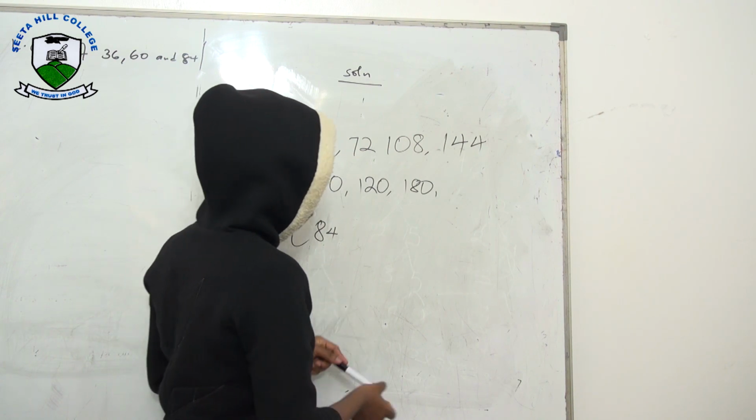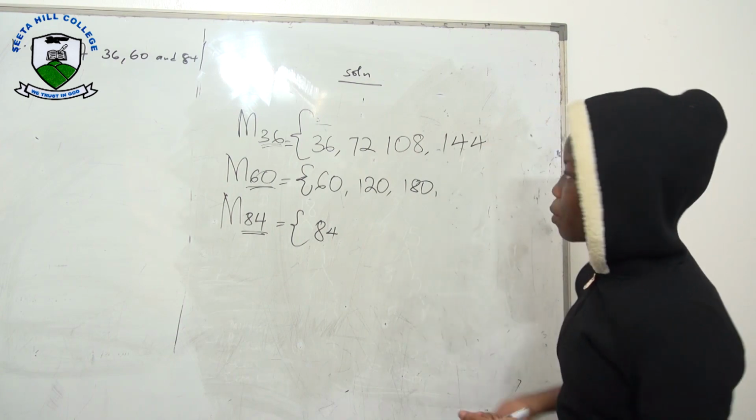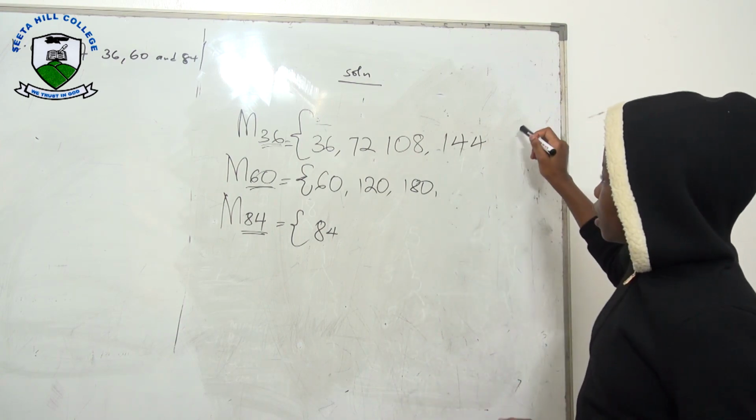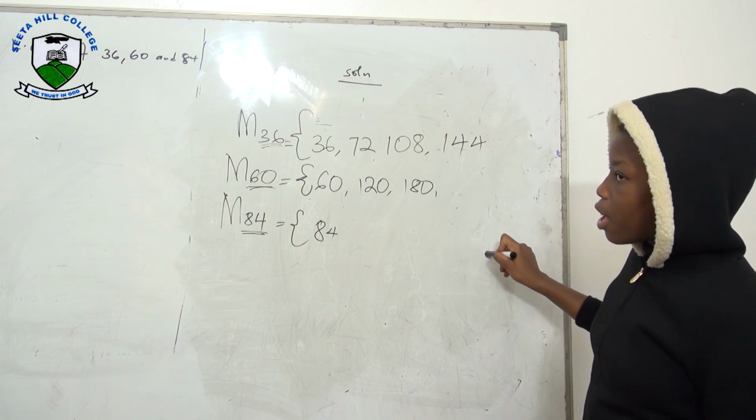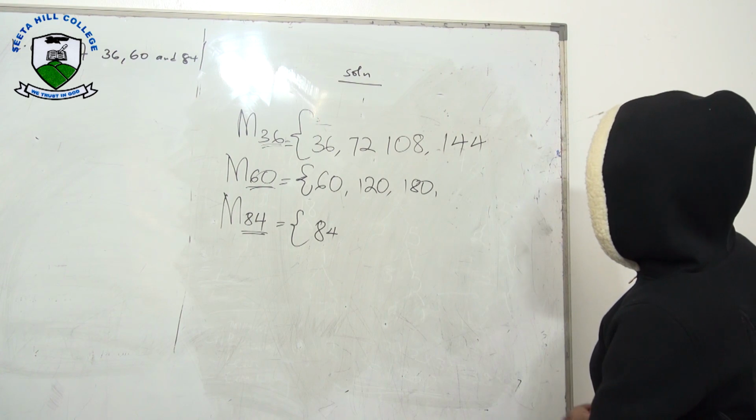I can't list all of them. Having listed, you look for the common one, that is here, here, and here. The common smallest, always. That's okay, thank you.